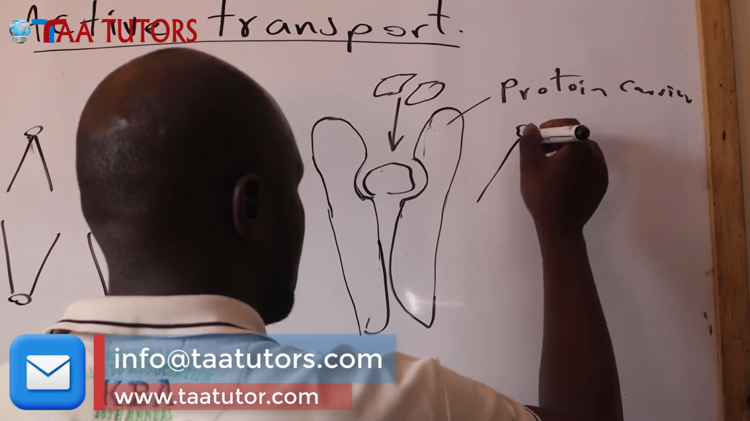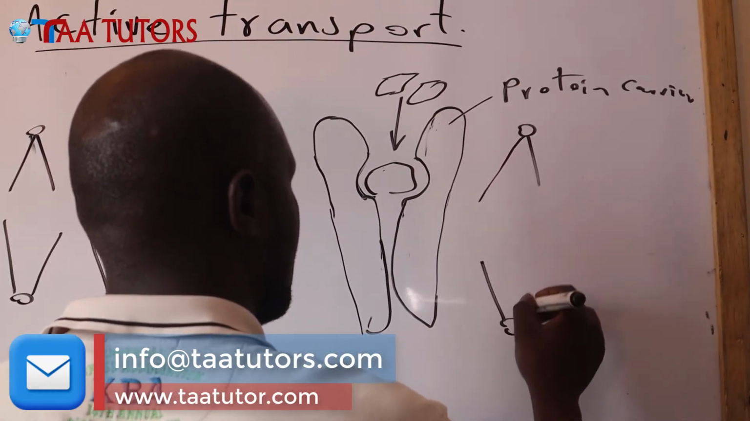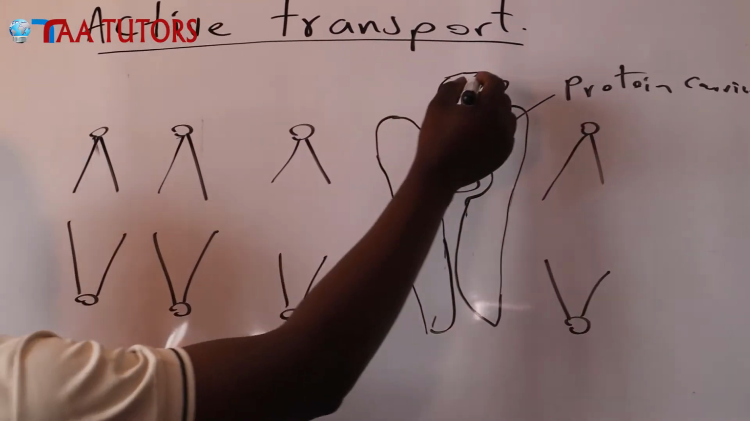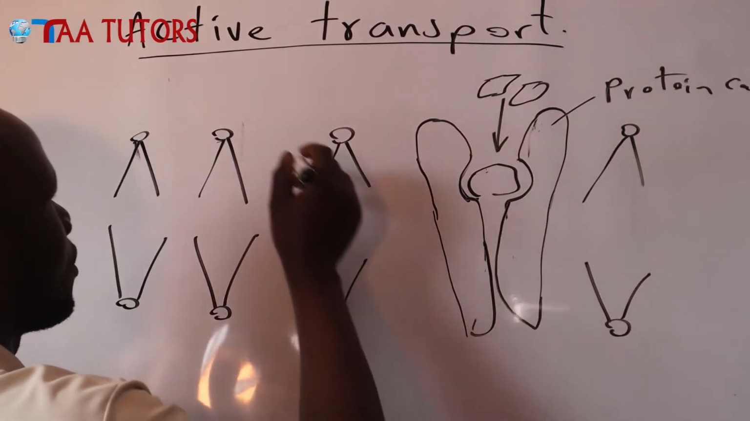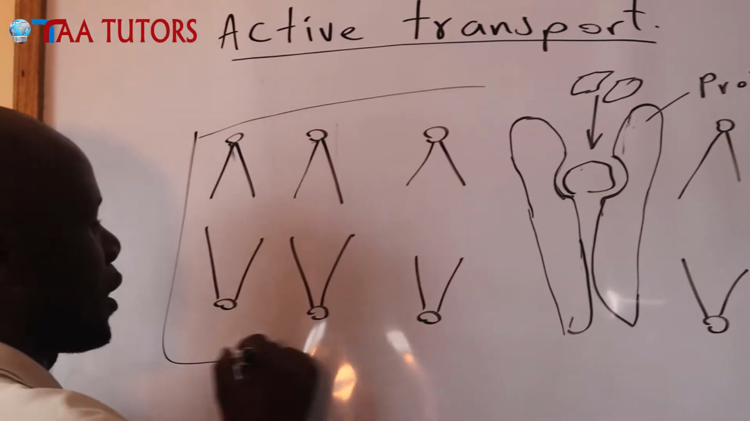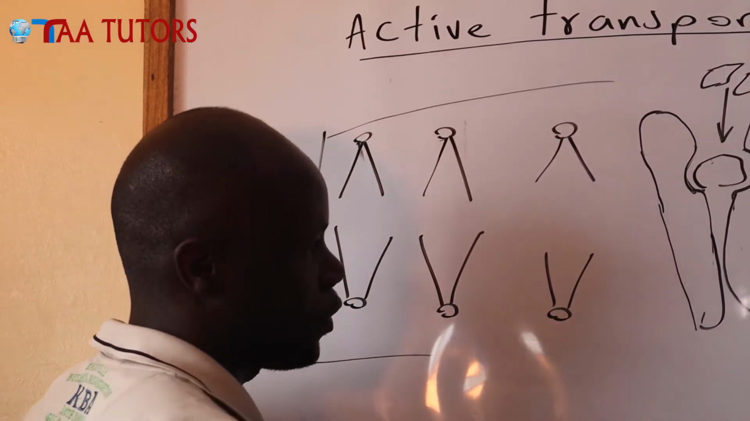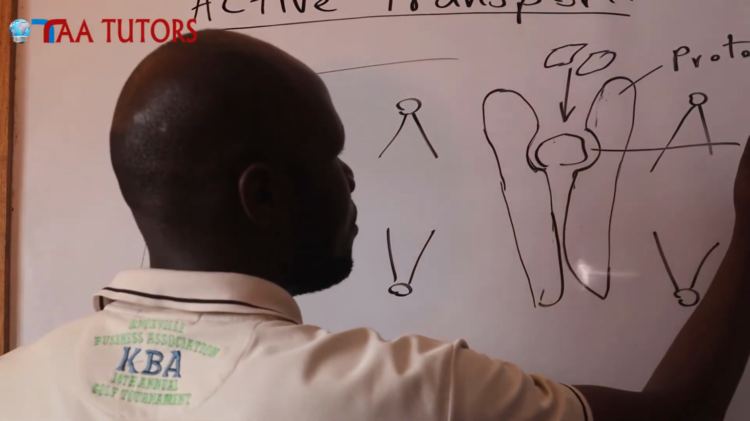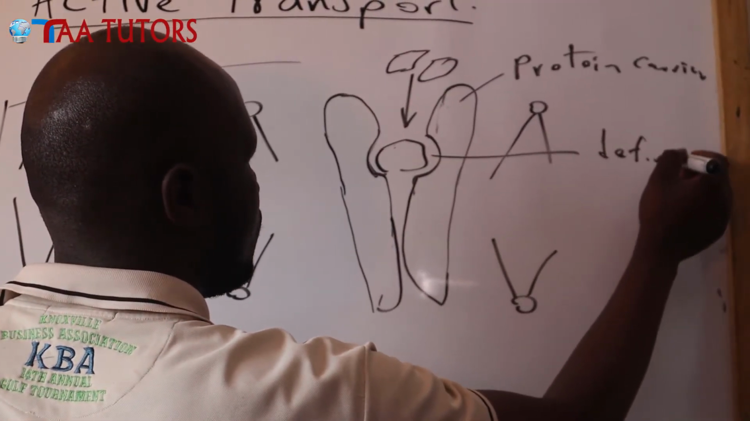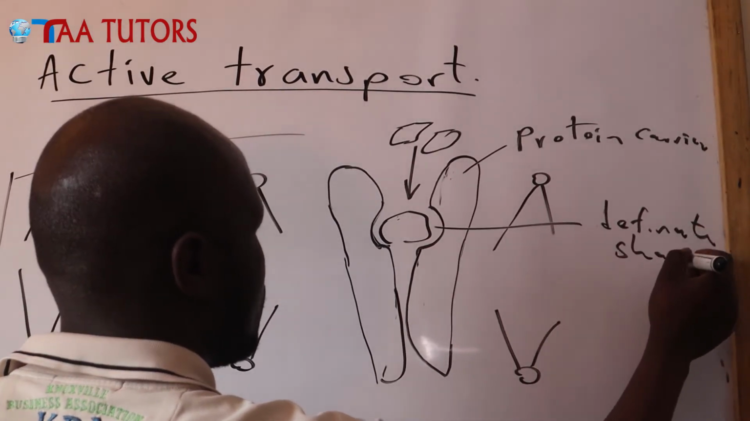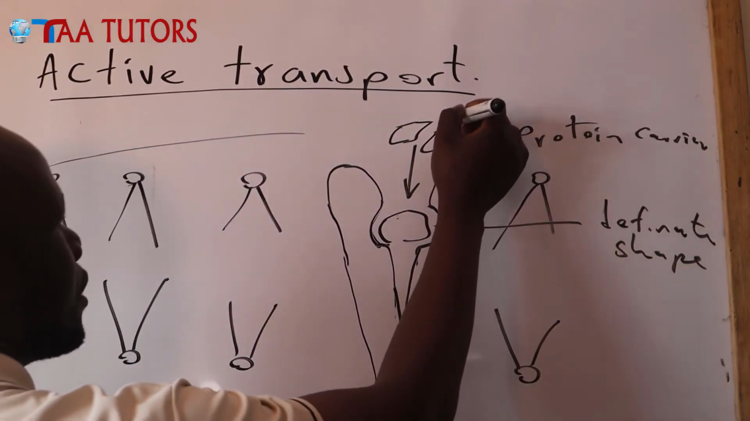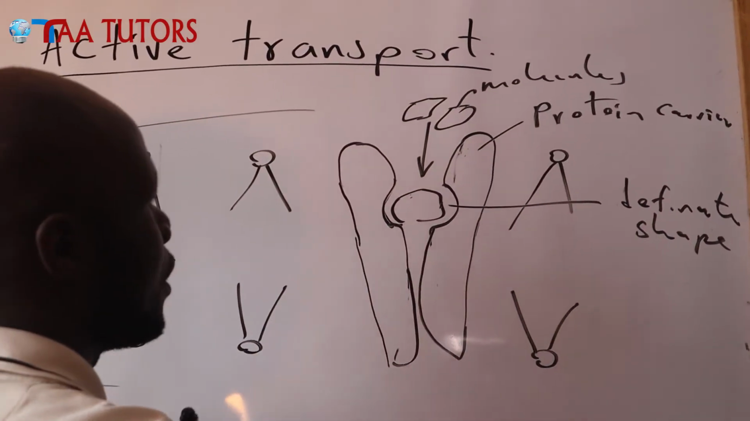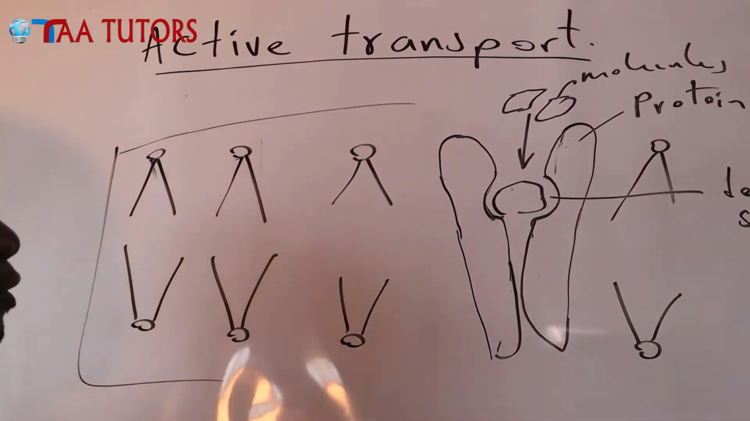It is in the membrane. Now this is what happens. So these are the molecules to be actively transported across this entire membrane here, so that it comes here. So what will happen is that there is the shape here. The shape is definite. Then the molecules will get into the shape here, and then that shape locks it up.